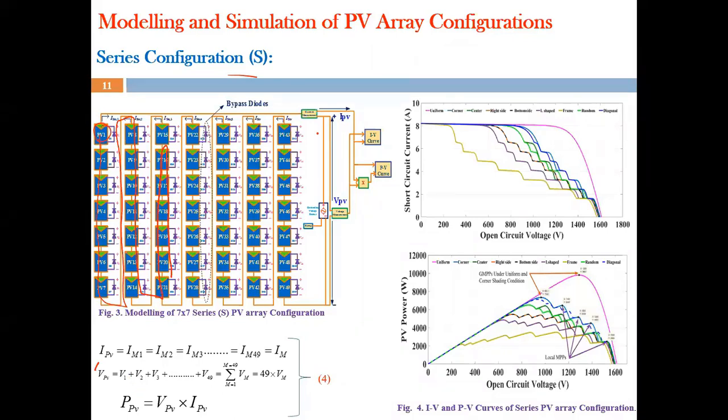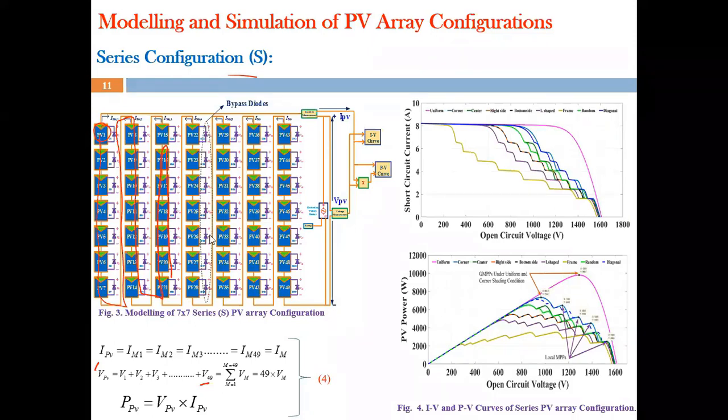So the total voltage of the PV system is the summation of all the blocks: V1 plus V2, V3 and so on up to V49. So the voltage across the entire PV system is 49 times Vm. Across each module the voltage will be the same.